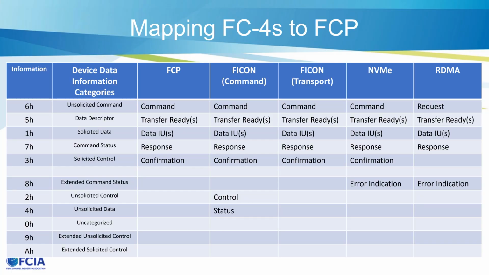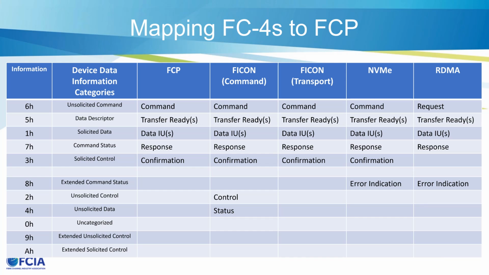Then the third one is the solicited data, this is the workhorse, which is transmitting all of the data across the wire and managed by that fast path data engine, if you will. And then command and command status and solicited control, those are the response and confirmation frames that are used by each one of the upper layer protocols. You can also see that the high performance FICON also uses the unsolicited control and the unsolicited data types for various types of FICON controller status indications.